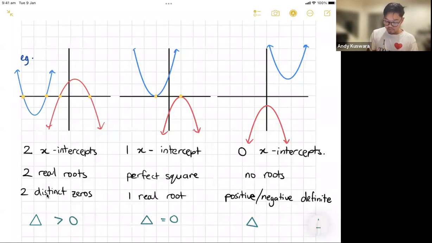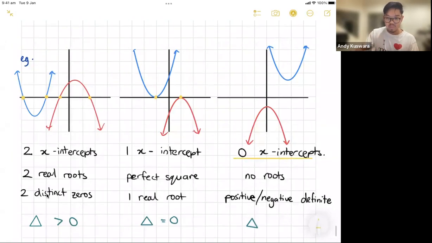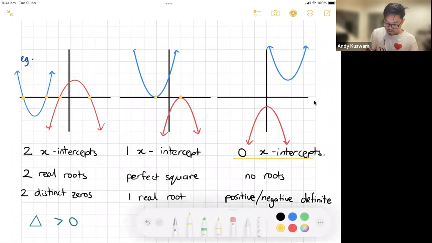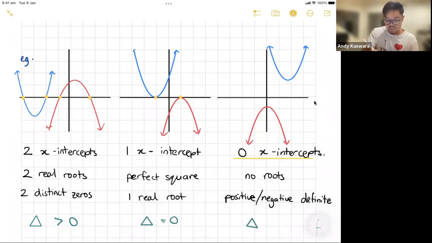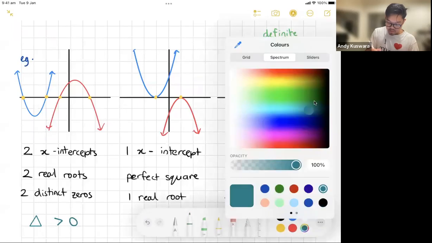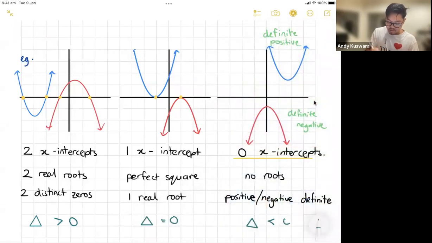Okay, now this last one, if you take a look here, there's no x-intercepts. Okay, there's none. It will not touch my x-axis. So we say there's no roots. We say that the parabolas are positive or negative definite, which just means they're definitely all positive or definitely all negative. So this is the definite positive up here, and down there is the definite negative. Okay. Now, for this to be the case, the discriminant will actually be less than 0. Okay, and that's kind of how you would apply it.